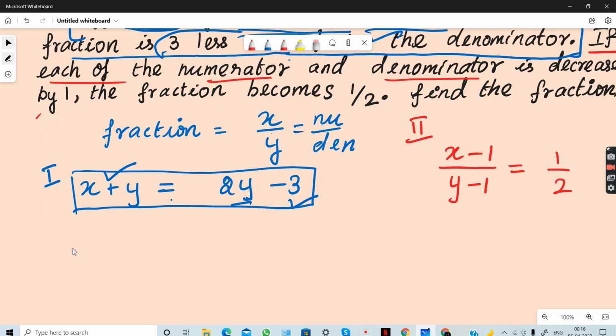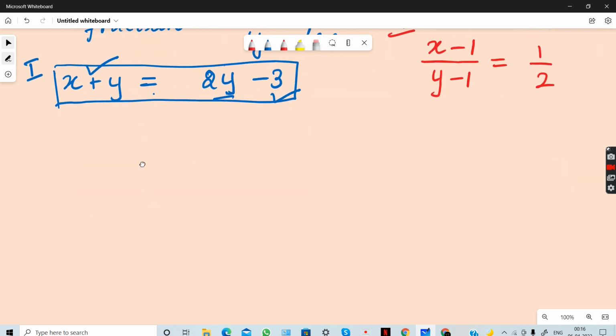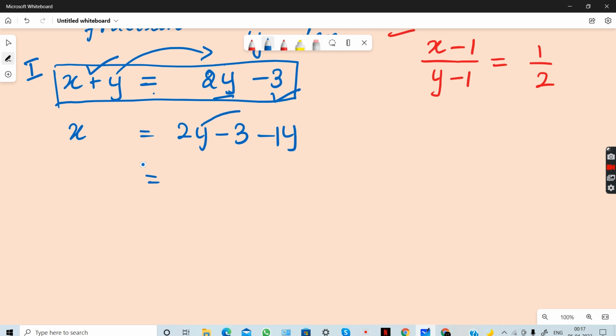So we have two equations, and we are going to solve them. From the first equation you can find x or y. As usual, keep the x here, and this is 2y minus 3. The y comes to this side; transpose it here. So what do you get? 2y minus 1y, so you get x is equal to y minus 3.